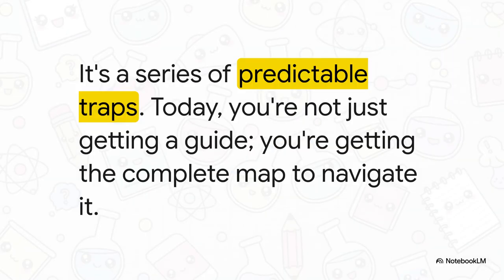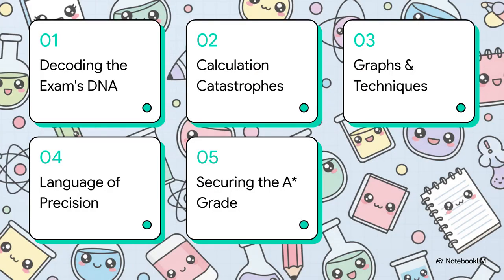Well, the answer is actually pretty simple. This exam is less about how much chemistry you know and more about spotting the common, predictable traps they set for you. But here's the good news. Once you see them, you can't unsee them. And today we're handing you the complete map. Okay, let's get into it.